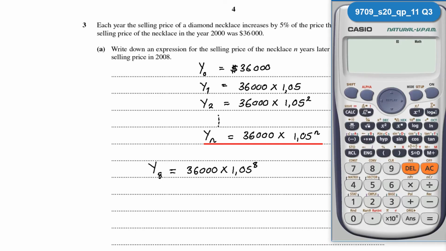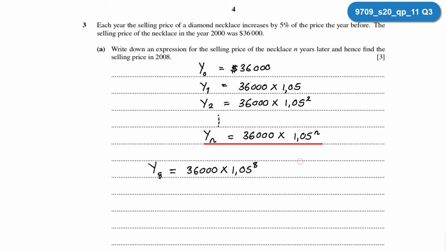I'll need a calculator for this. So with my calculator, I'll type in 36,000 multiplied by 1.05, and that's to the power of 8. And this gives me 53,188. So to three significant figures, this will just be 53,200. So I'll write it down. 53,200. So that's the amount for year 8. Okay, you can write it as a currency with a dollar sign. It's still fine. So that's the answer to part A.